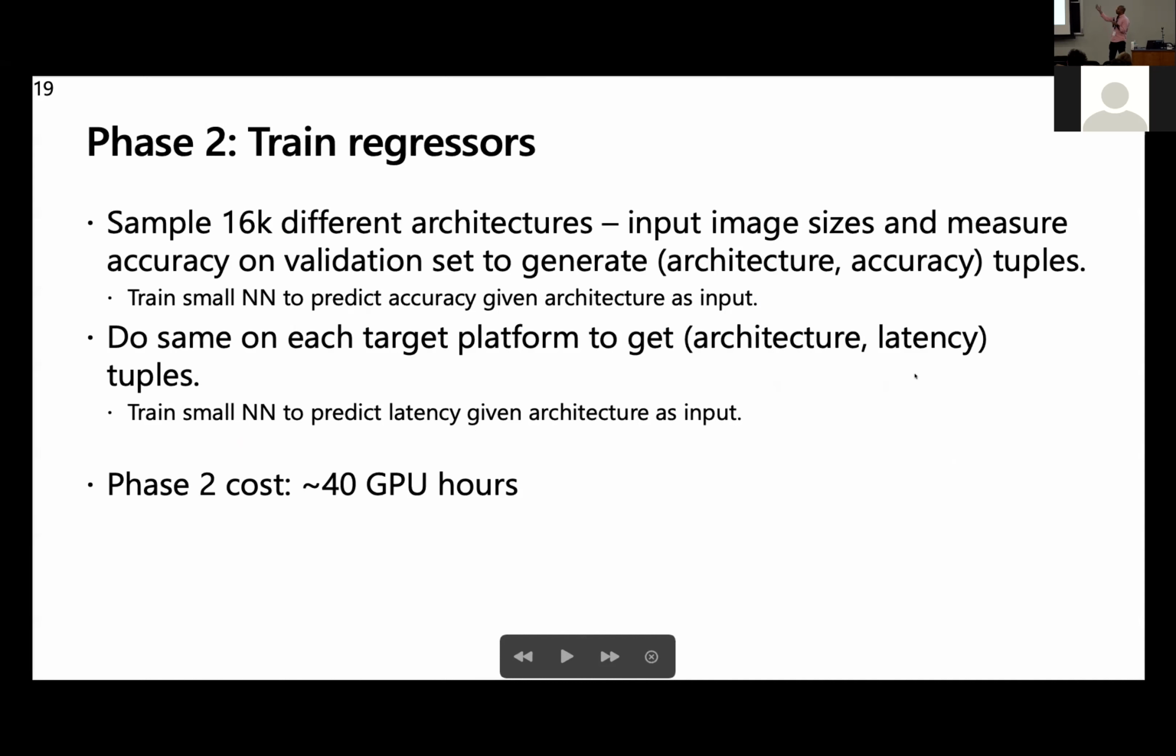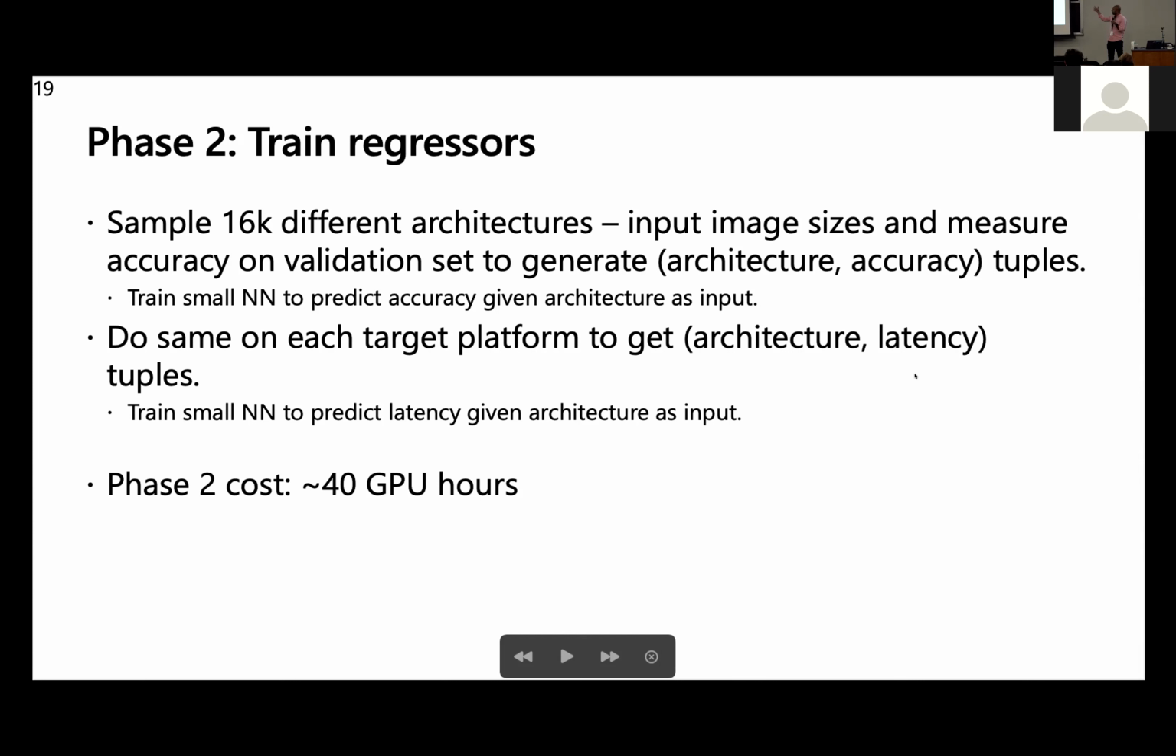And first, what you do is you sample 16,000 different architectures from your supernet. This is super easy. You just sample them because you have all the weights, and train a small neural network to predict what the accuracy will be of each of these sub-networks given the architecture as input. And that you can do because you can just do forward prop, right? Forward prop is super easy. No more training. Backward prop, remember, is the expensive step. I'm just going to sample 16,000 architectures, score them on the validation set, and train a small neural network to predict for me what these output values would be.